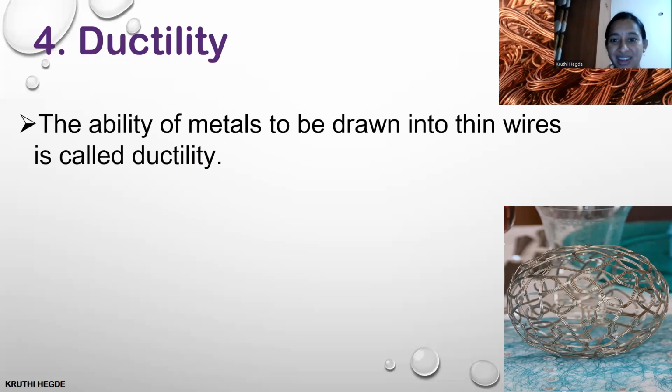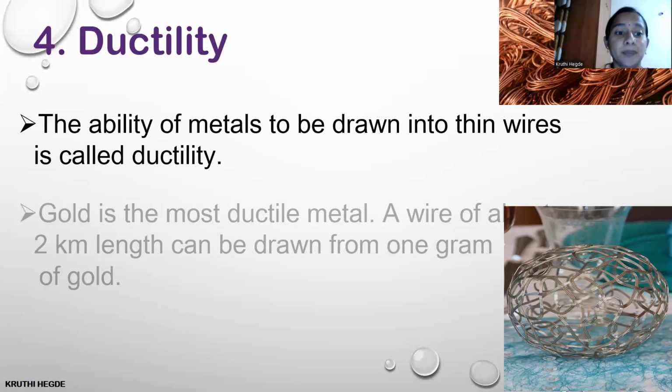Sorry, I made a small mistake in the definition of ductility. Ductility is the property of metals to be drawn into wires. The ability of metals to be drawn into thin wires is called ductility.